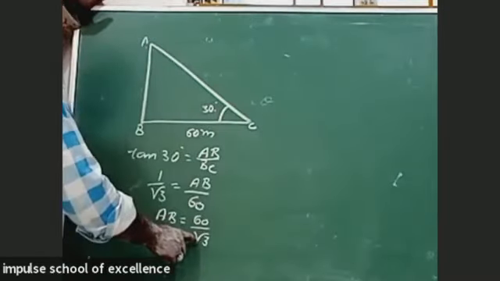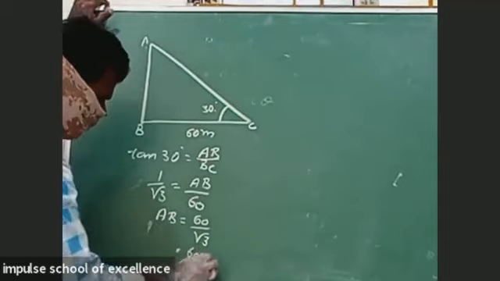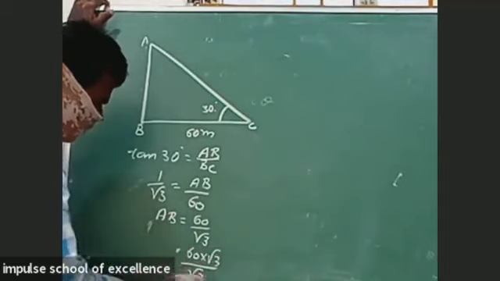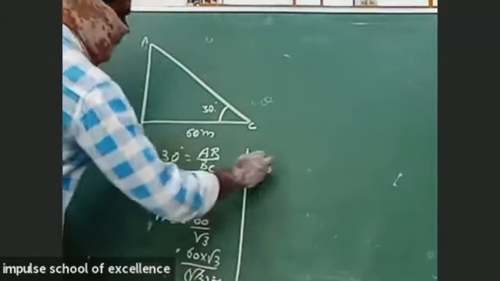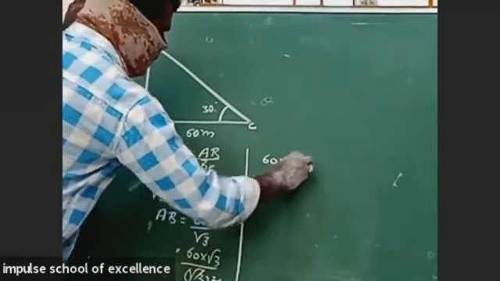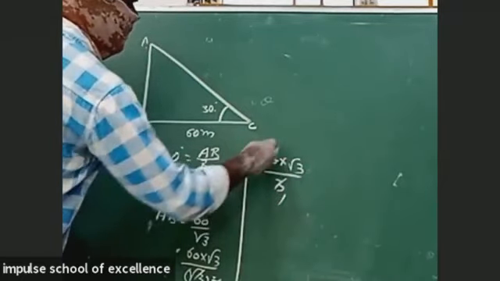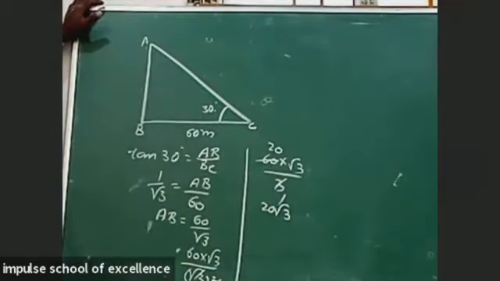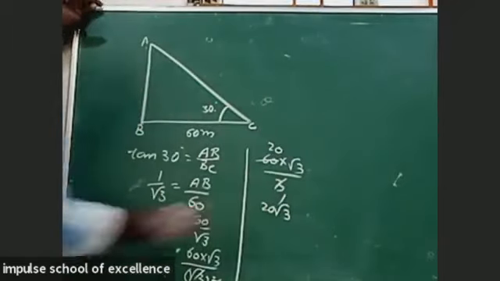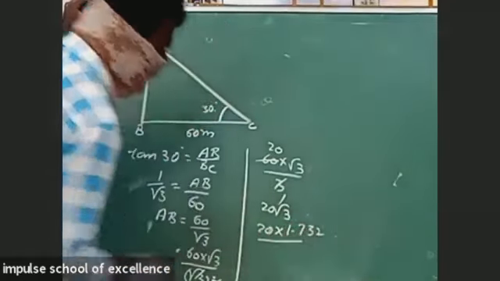So here we have root 3, right? So let us rationalize the root 3. So that is equal to 60 into root 3 by root 3 whole square. Square root gets cancelled. If square root gets cancelled, 60 into root 3 by 3. So that is 20 root 3. The root 3 value we know is 1.732. So that is 20 into 1.732. You should calculate and write its value.